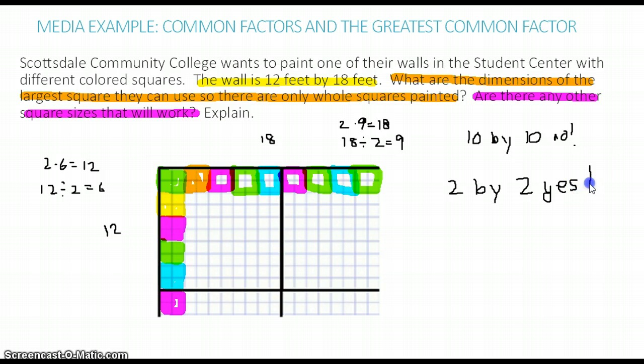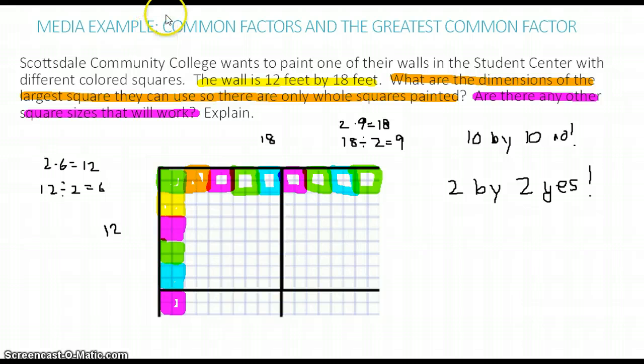So now we know one no number and one yes number. And if we think about the 10, well, we divided 18 by 10. That would be 1 with a remainder of 8, so we wouldn't be able to do 10 by 10 squares this way. 12 divided by 10, well, that would be 1 with a remainder of 2, so we couldn't break 12 into exactly pieces of size 10.